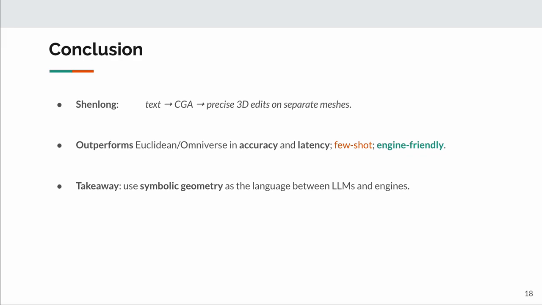In summary, Shenlong translates natural language into geometric algebra and delivers precise engine-ready 3D edits on separate meshes. It's accurate, efficient, and operates few-shot. Our takeaway: symbolic geometry is a powerful bridge between LLMs and 3D engines.